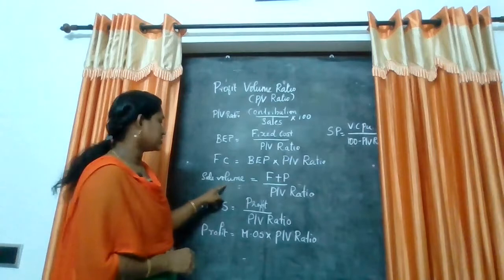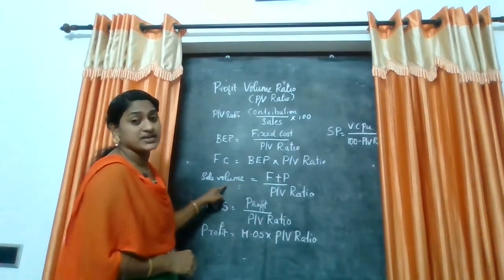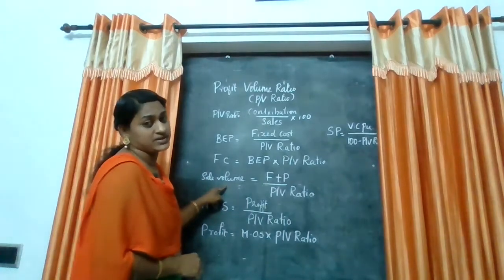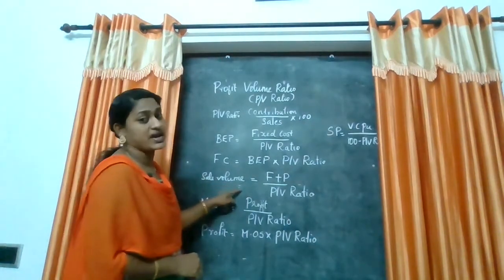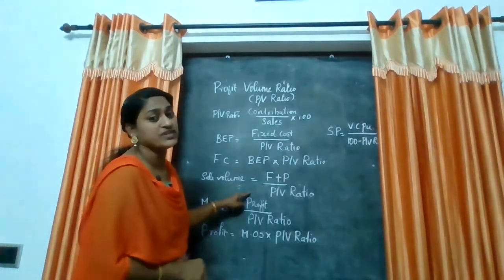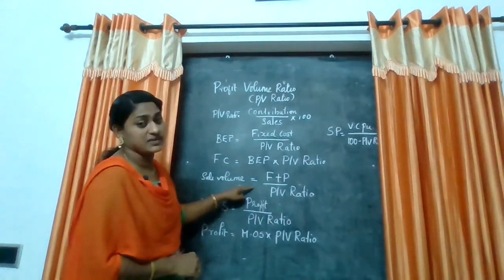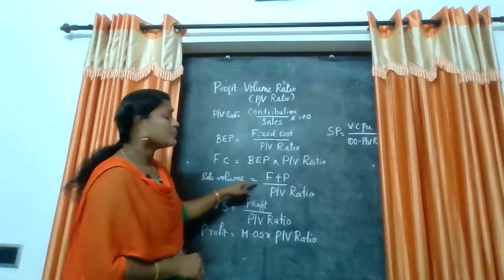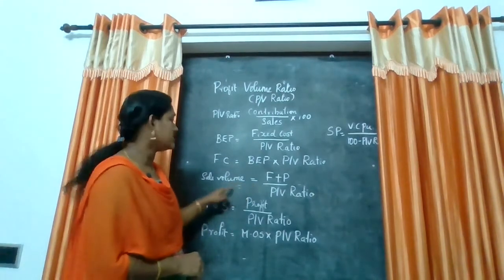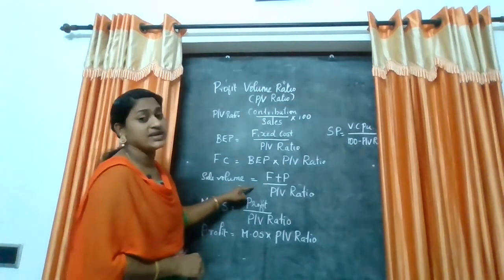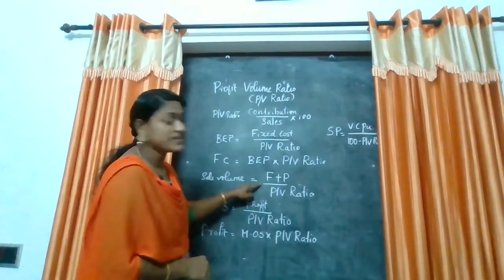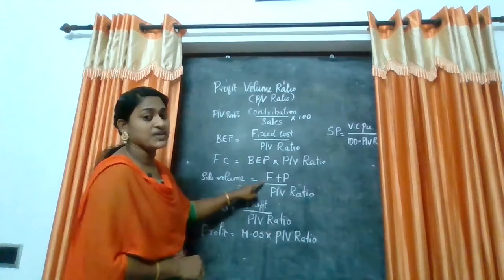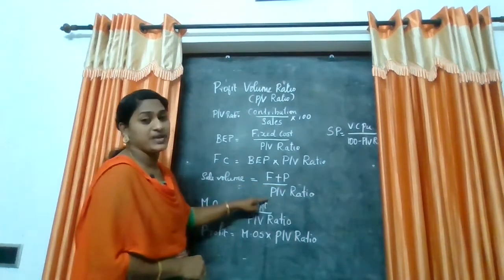Next equation, if the profit element is given, the required sales volume can be calculated by using the profit element. If the profit element is given, the formula will change. So, if profit element is given, the sales volume can be calculated as fixed cost plus profit divided by PV ratio.